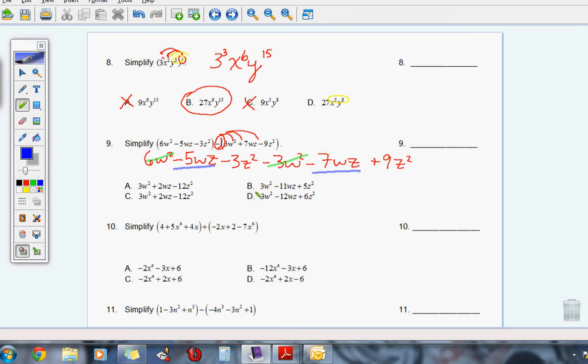Well, there's only one answer that has that, so my choice is going to have to be D. And it does work out with the last two terms when you just combine them. Remember, combining like terms here, we don't change the exponents there. Okay? All right, moving on to number 10.